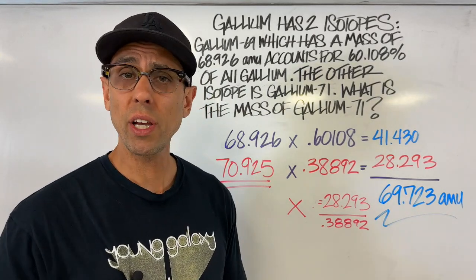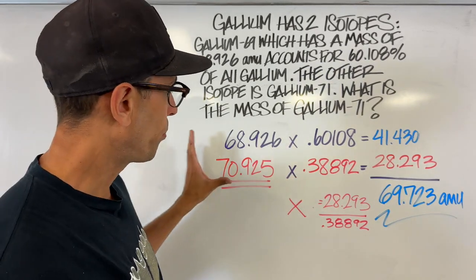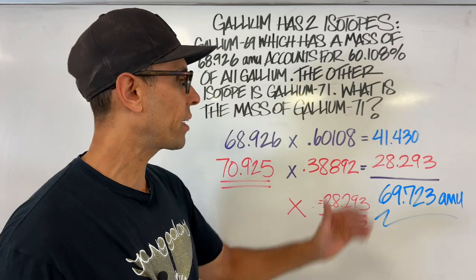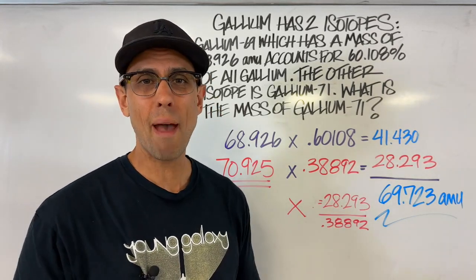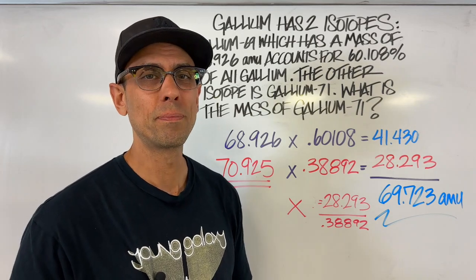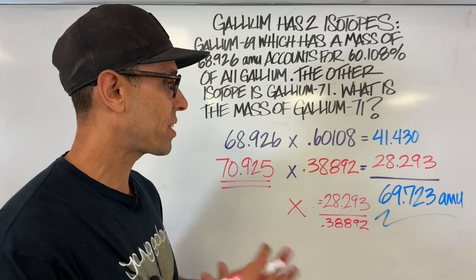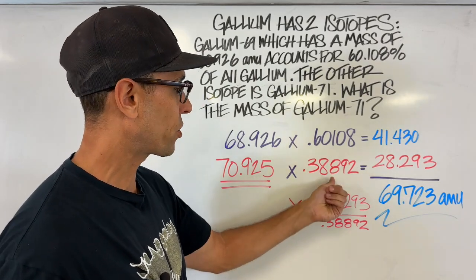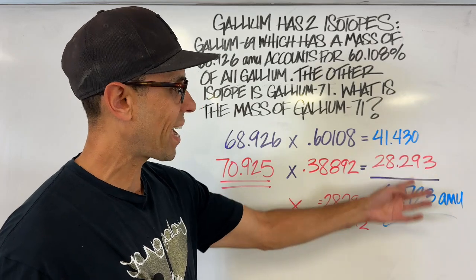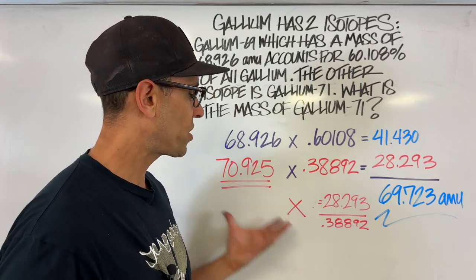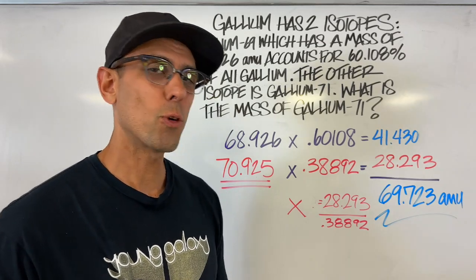Now, of course, you can always check your work. Now that you have the mass and you have the percentage, you could put these numbers back into your calculator and see if they do, in fact, equal 69.723, which is the mass confirmed by the periodic table. Okay, so this is a little tricky one. Make sure that you remember the steps involved, which is finding the missing percentage, just using subtraction, finding the missing contribution to the overall mass, again using subtraction, and then just setting up an algebraic expression to solve for that missing piece.